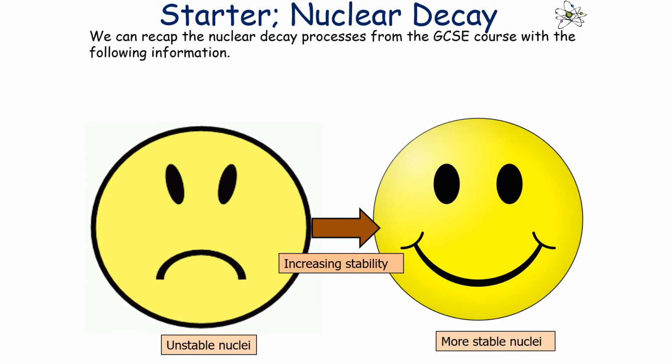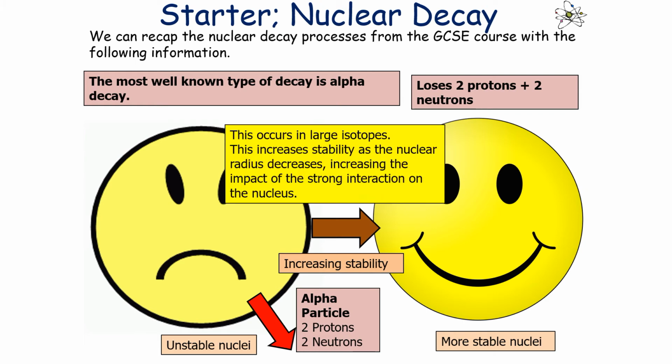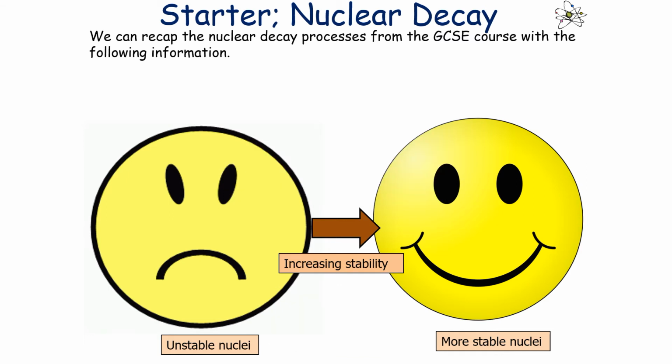Now, we can recap the nuclear decay processes information with the following ideas. An unstable nucleus will increase stability and turn into a more stable nucleus when it carries out a decay. Now, the most well-known type of decay is alpha decay, when the nucleus loses 2 protons and 2 neutrons. So therefore, this will occur in large isotopes, and this increases stability as the nuclear radius decreases, increasing the impact of the strong interaction on the nucleus.